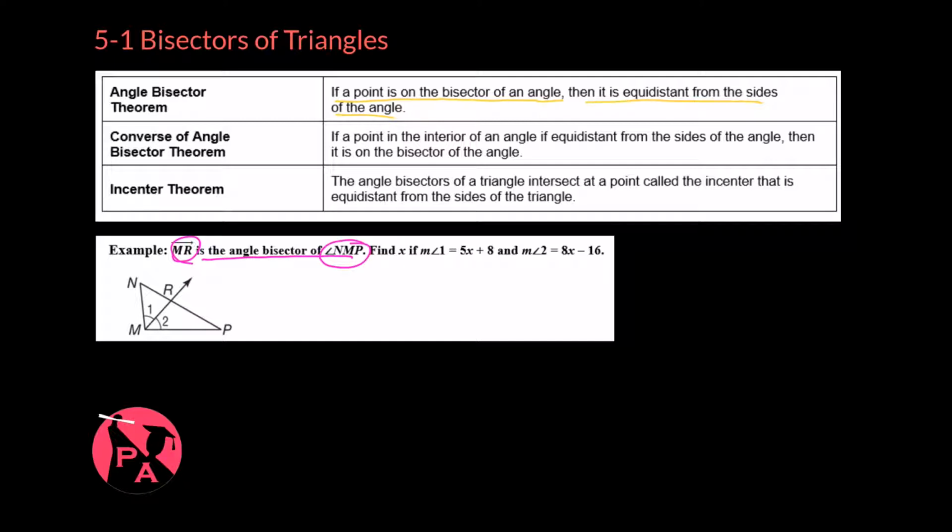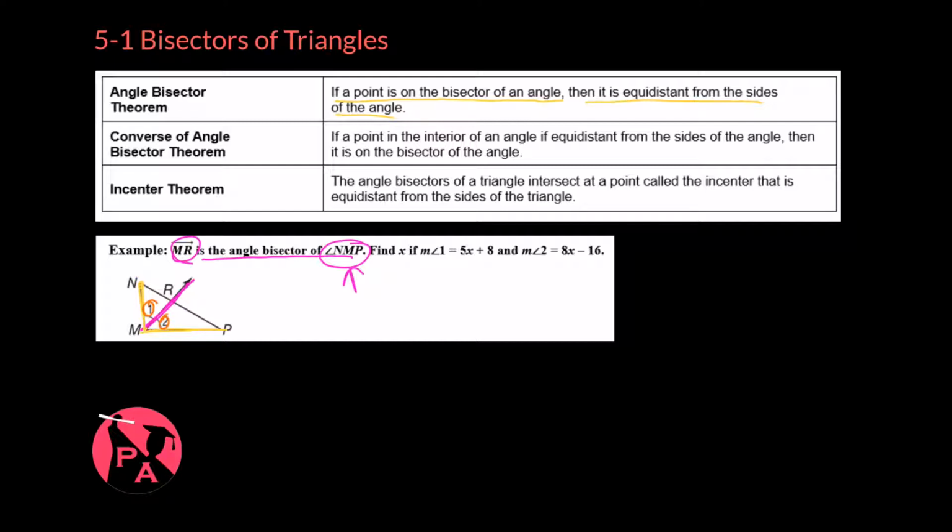So let's just focus on these two parts of the triangle. Ray MR is the angle bisector. Now we know that this ray cuts the angle in half, and that angle is this one right here, angle NMP. Angle NMP is right here. This part of the question tells us that the purple ray cuts the angle in half, which means angle 1 right here and angle 2 are equal to each other because that one cuts the angle in half.